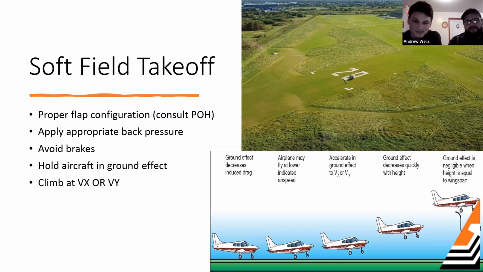Right. Of course, there is a special technique for taking off and landing on grass runways. First step, you want to consult your POH to make sure that you're in the proper flap configuration. I know for Cessnas, it's 10 degrees. For the Archers, it is 25, so 2 notches. Apply the appropriate amount of back pressure before you cross onto the runway.